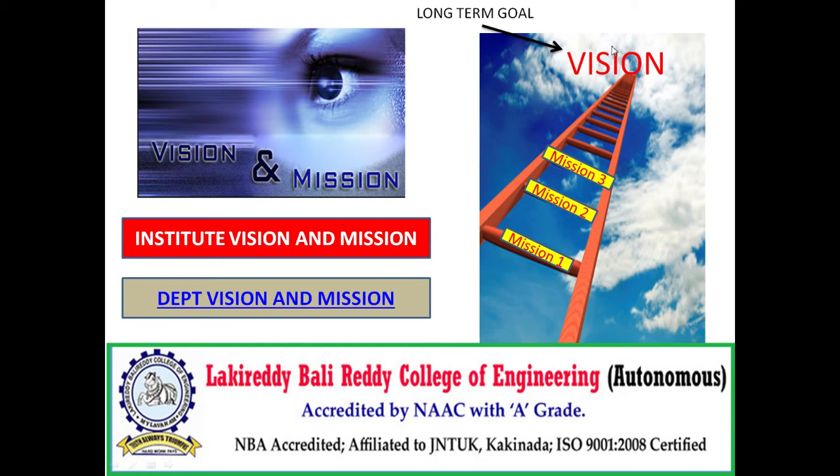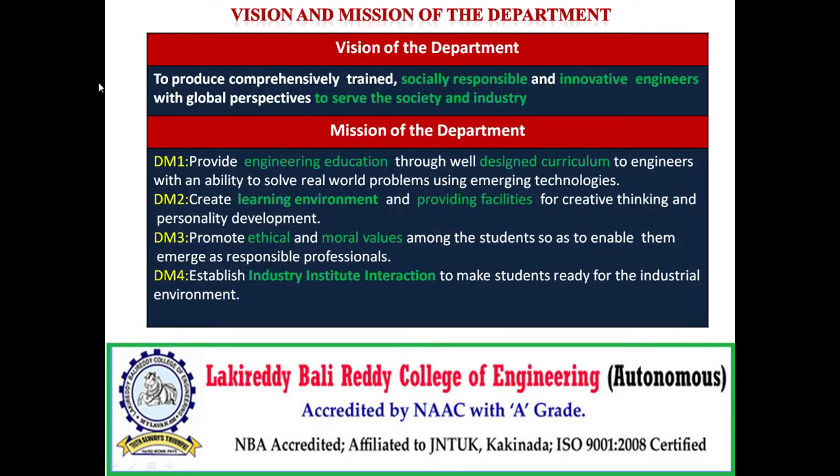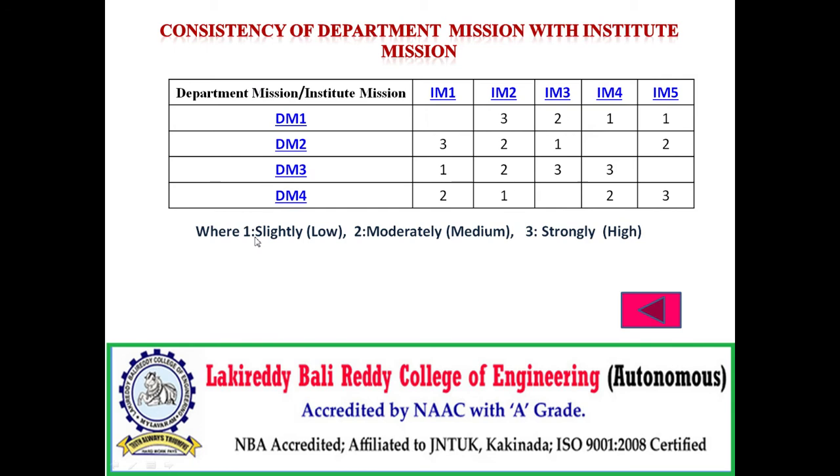But how can you achieve it? That is nothing but the mission. So mission is the present state or the purpose of the organization. For example, take some definitions of the vision and the mission of the department. If I define the vision as to produce socially responsible and innovative engineers to serve society and industry, then how can you produce them? By providing education through a well-designed curriculum, by creating a learning environment and providing facilities, by promoting ethical and moral values, and by establishing industry-institute interaction. So these are the vision and mission. Once you define the mission of the department, you will correlate it with the institution's mission.